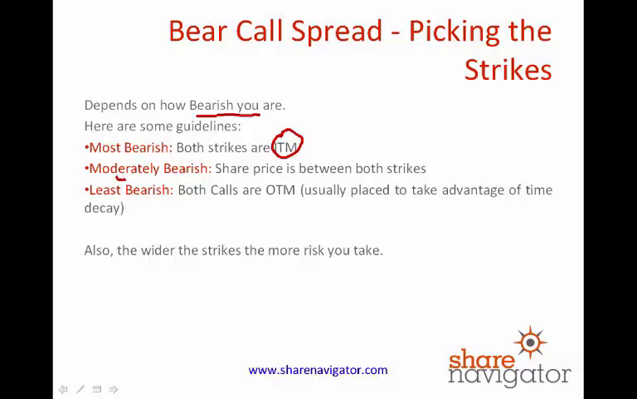In the situation where you're moderately bearish, that's where you would have the share price in between the long call and the short call. So the share price is in between both strikes. That's where you're moderately bearish. And then if you're least bearish of all, that's when you'd have both calls out of the money. In other words, the strike prices are above where the current share price is trading. You're more likely to win in that scenario, but you won't make as much money. So it really depends on how bearish you are and how much you want to make on the particular trade.